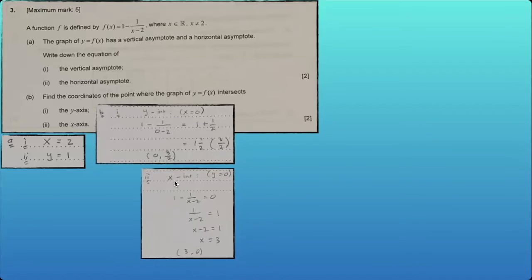To find x-intercept, we set y is equal to 0. So 1 minus 1 over x minus 2 is equal to 0. And then we can find x, which is equal to 3. So that is the coordinate of x-intercept.